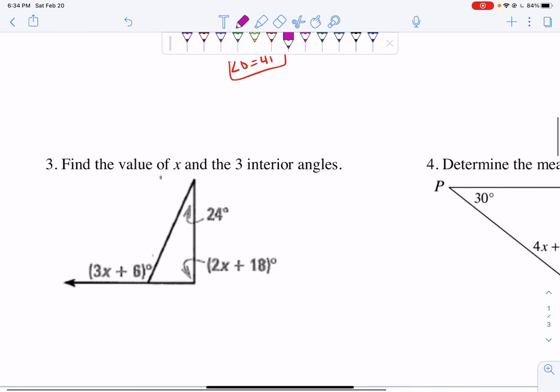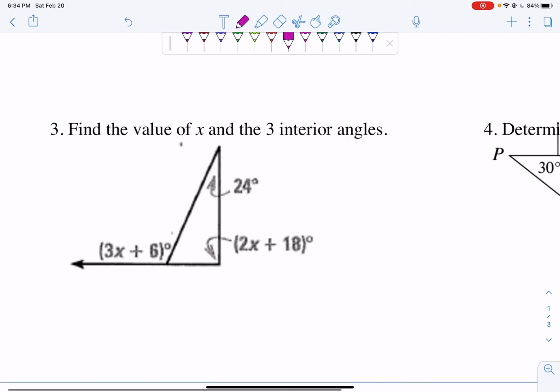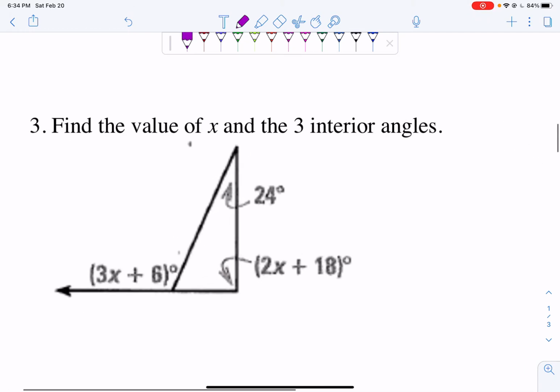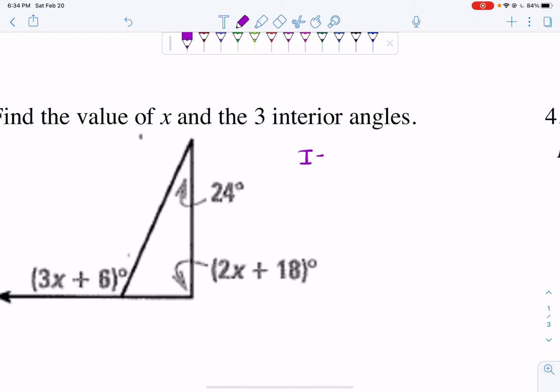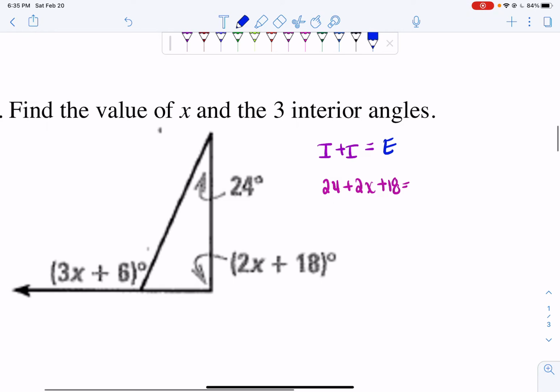Okay, number 3. Find the value of x and your 3 interior angles. So what it's asking you is actually to find this angle, and this angle. So we do our setup. I plus I is equal to E. Interior plus interior equals your exterior. If I look at my image, my interior angles are 24 degrees and 2x plus 18. So I have 24 plus 2x plus 18 is equal to my exterior angle of 3x plus 6.